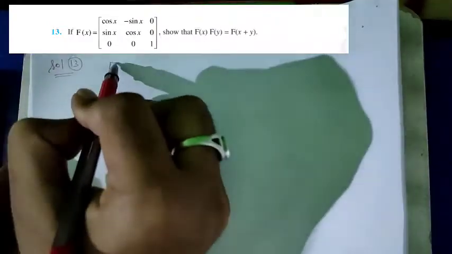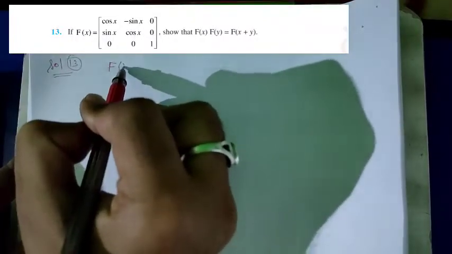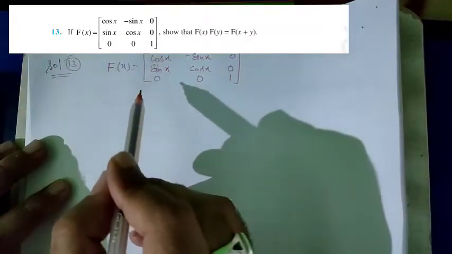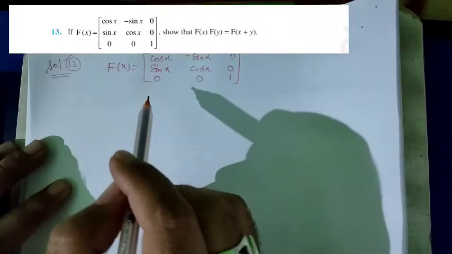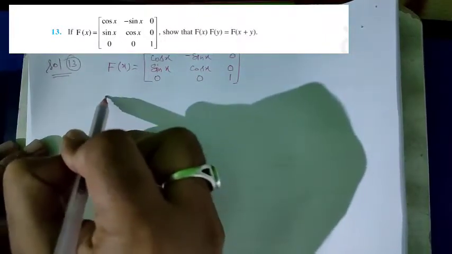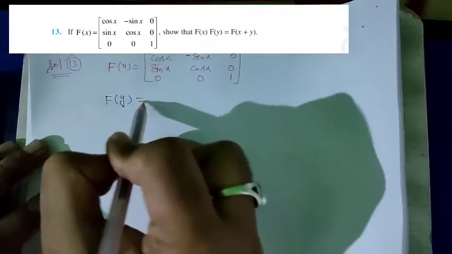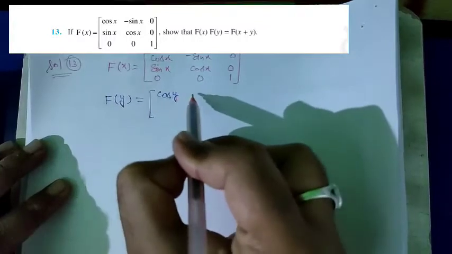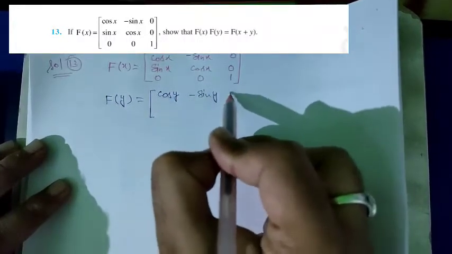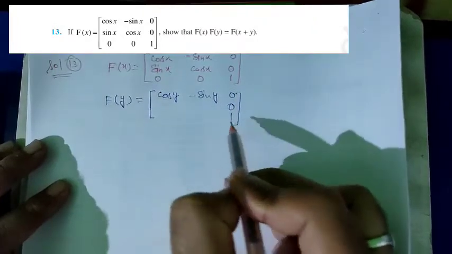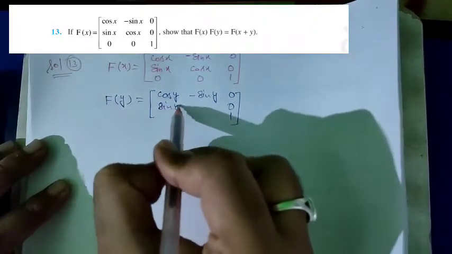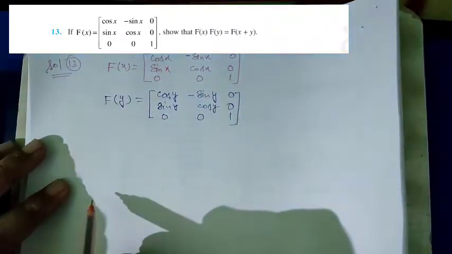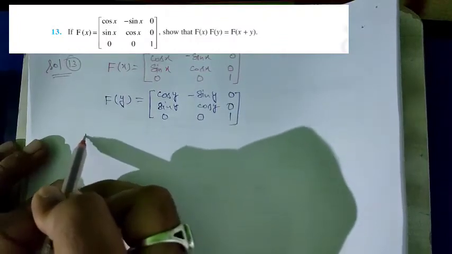So first of all we'll write what is f(x). We'll write f(x) as this, whatever is given in the question. Then by comparing this we can find the value of f(y). That will be, wherever x is there we just have to write y: cos y, minus sin y, 0, sin y, cos y, 0, 0, 0, 1. That's it.